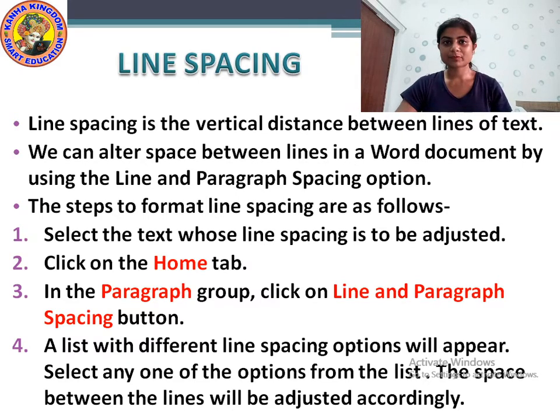The space between the lines will be adjusted. Okay, when you click on the line and paragraph spacing button, different spacing options will appear. You can choose according to your requirement and the space between the lines in your document will be adjusted. So this is how you will apply the line spacing feature in your Word document. You can format the space between the lines of the text in your Word document. Okay?